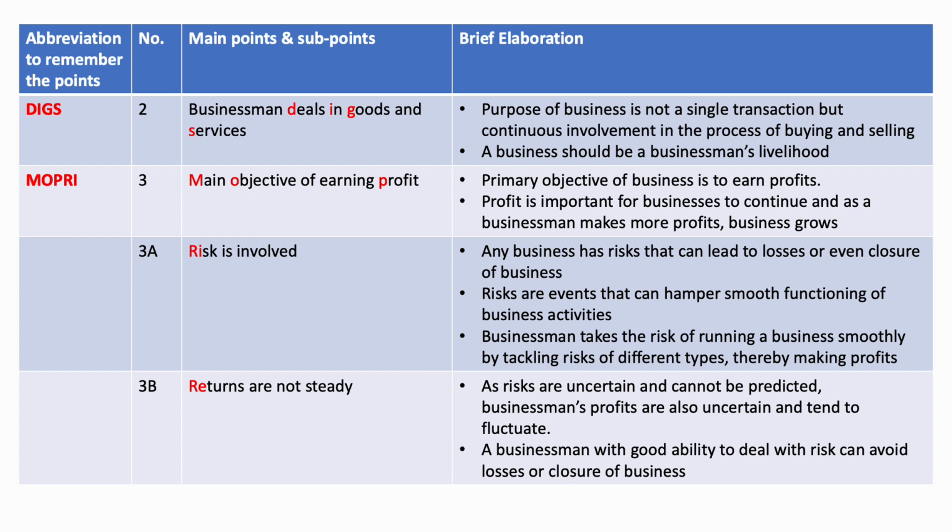So what does that mean? That slowly and gradually the business stops functioning properly. And the most logical way of explaining that is that it hampers the smooth functioning of the business activities. Now, the businessman takes the risk of running a business smoothly by tackling risks of different types, thereby making profits. So what are profits then?